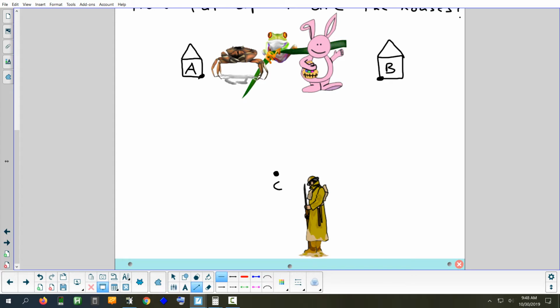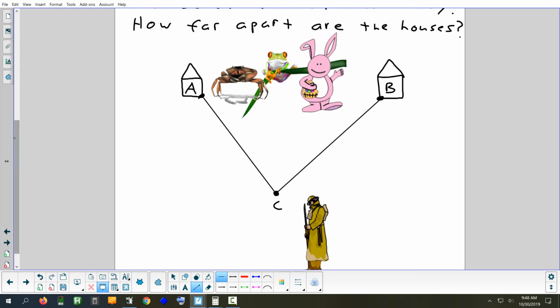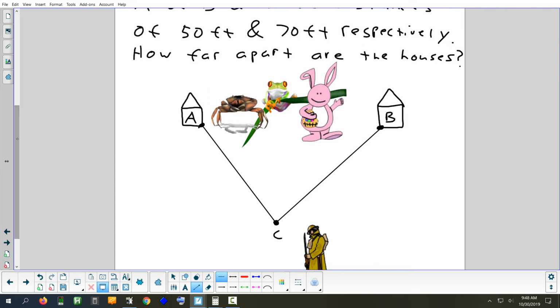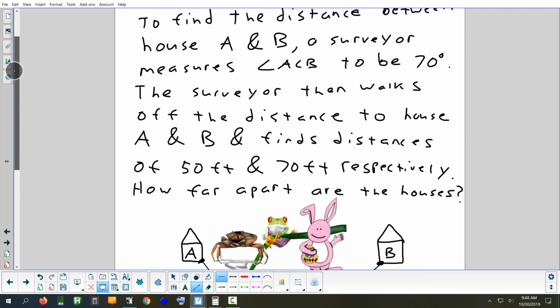All right. So our surveyor measured those two distances. And again, this bunny. I mean, why would you want to mess with this bunny? It's like the size of two houses. You don't want to go near that thing. The thing's huge. Look at the crab. The crab could sit on top of the house. So it's very dangerous.